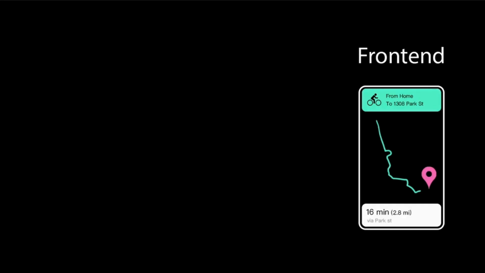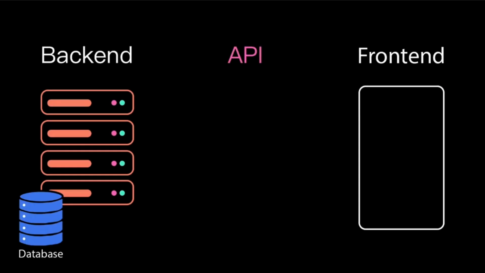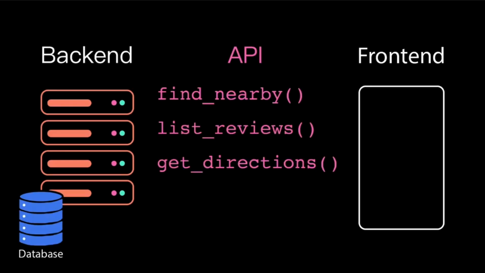In most cases, the end user only interacts with the front end. But what's happening in the middle? This layer is called an API, or Application Programming Interface. An API is essentially a special set of functions that a backend program has made available over the internet.